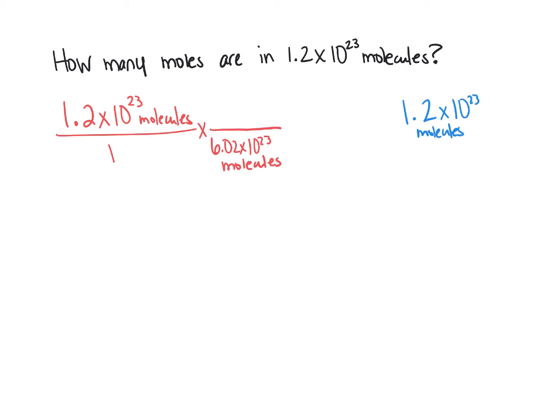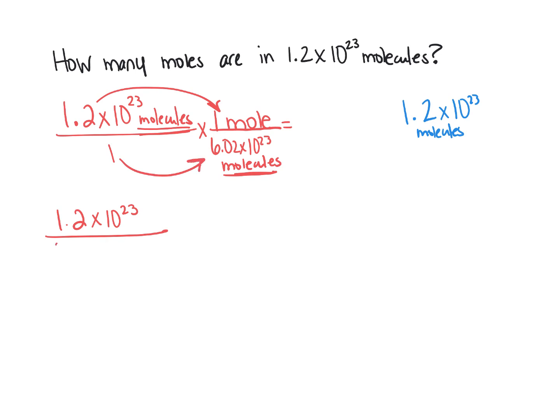So in red, I'm doing the conversion factor method. I'm starting with molecules. So my unit of 6.02 times 10 to the 23rd molecules goes on the bottom, and I want to solve for moles. So 1 mole goes on the top. So to solve this, I'm going to multiply across my top. So that gives me 1.2 times 10 to the 23rd. Then I'm going to multiply across the bottom. So that's going to be divided by 6.02 times 10 to the 23rd. So into my calculator, I'm going to need to put 1.2 times 10 to the 23rd and divide by 6.02 times 10 to the 23rd.